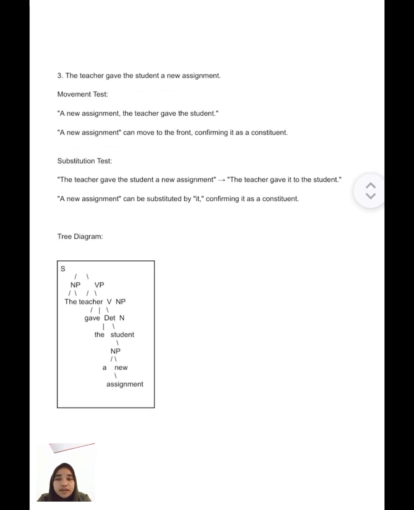And then: the teacher gave the student a new assignment. In movement test: a new assignment the teacher gave the students. "A new assignment" can move to the front, confirming it as a constituent. In substitution test: the teacher gave it to the student. "A new assignment" can be substituted by "it", confirming it as a constituent too.